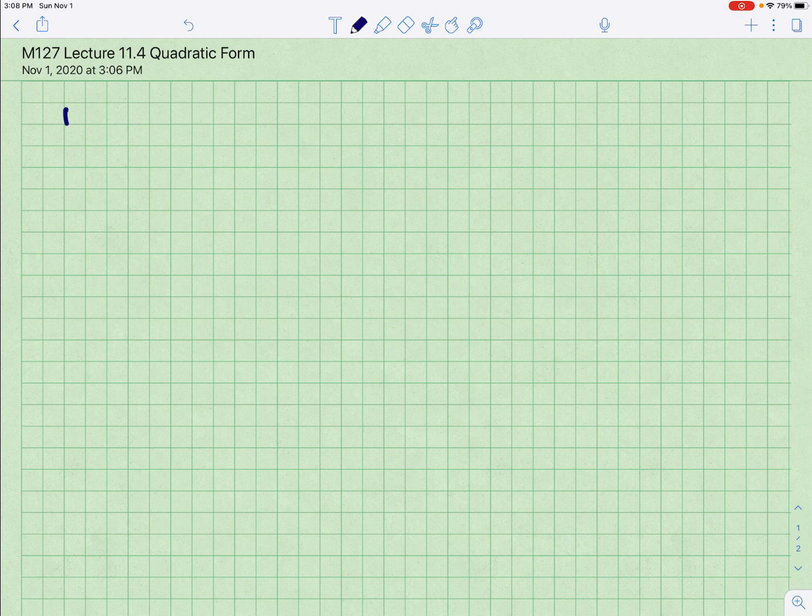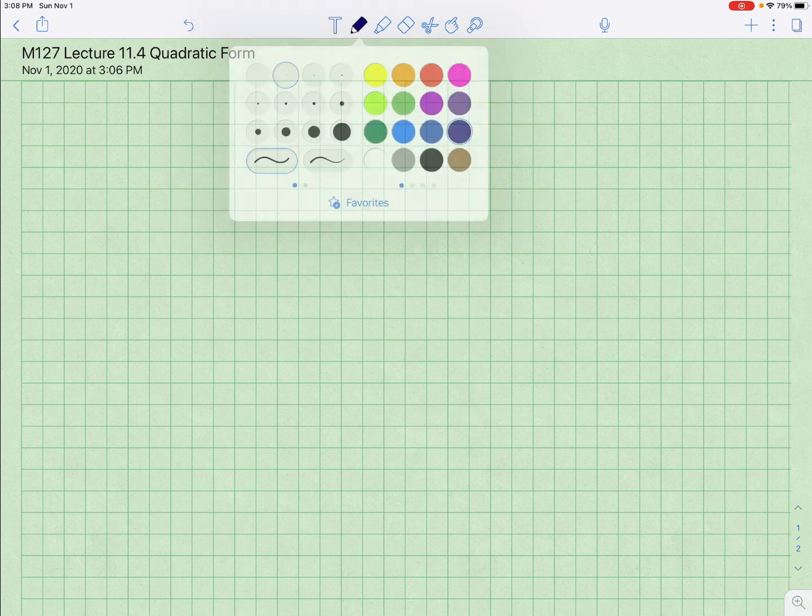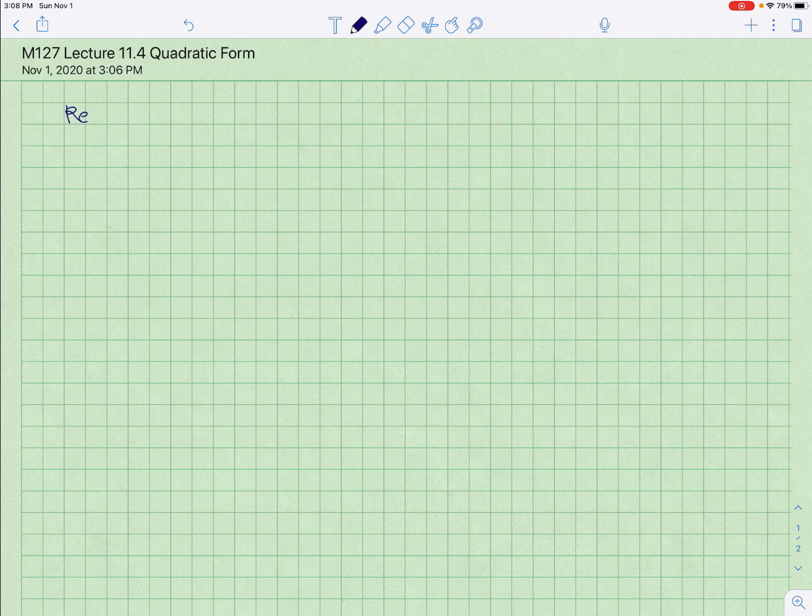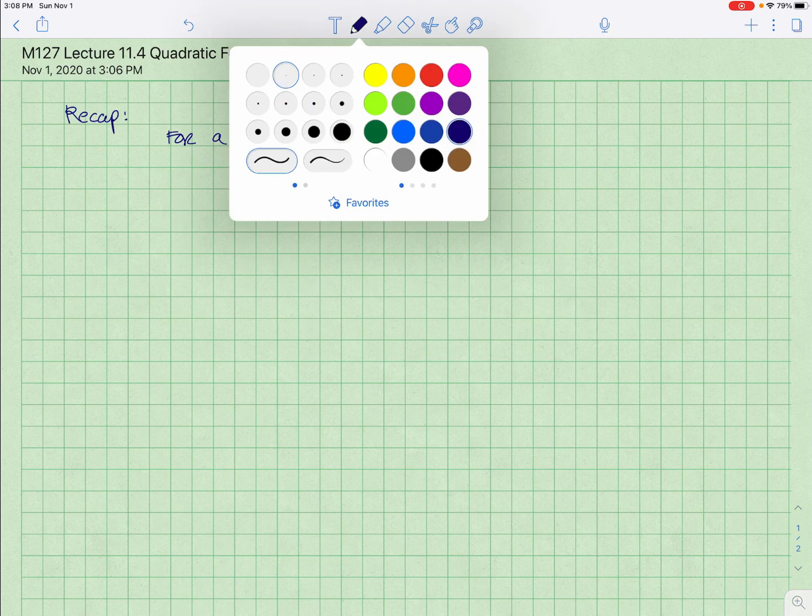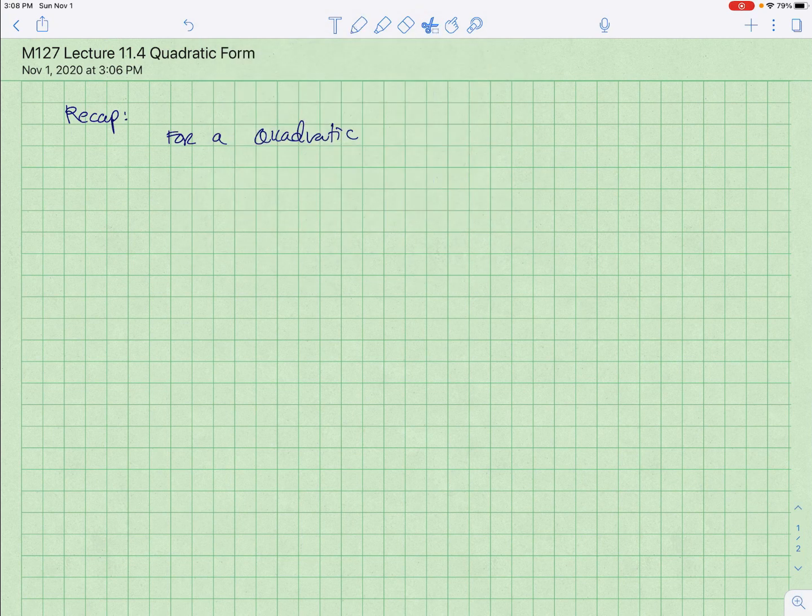Whoa, that's a little thick, Jack. Let's do a bit of a recap here. It doesn't look black, that looks blue. Hold on one second.